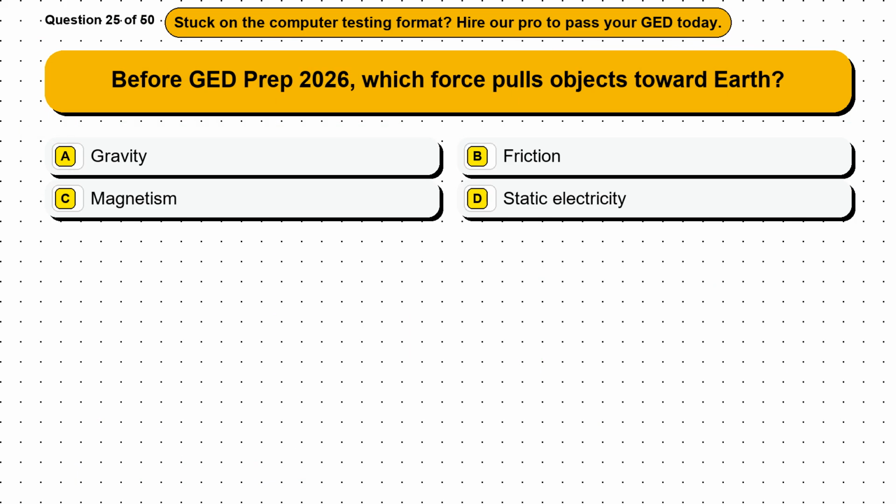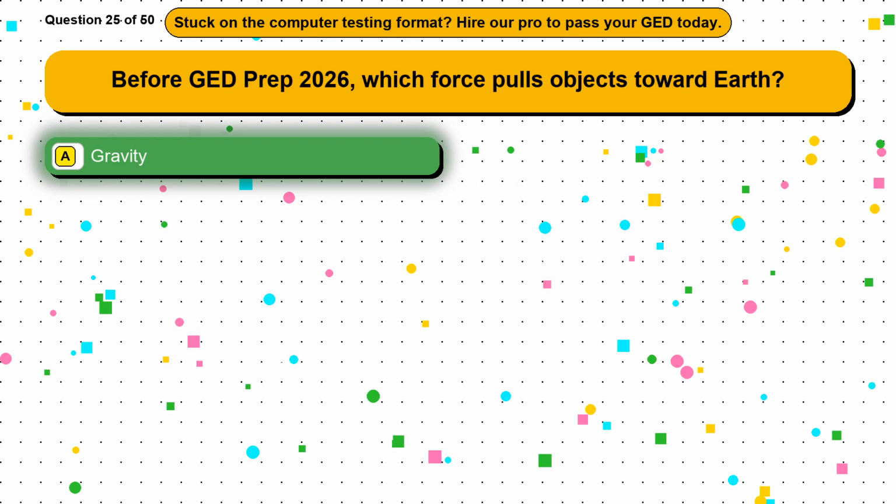Question 25. Before GED Prep 2026, which force pulls objects toward Earth? Option A gravity. Option B friction. Option C magnetism. Option D static electricity. The correct answer is option A.